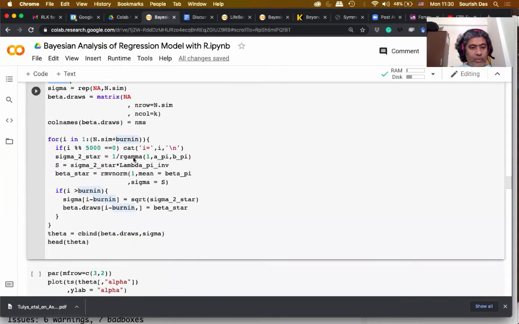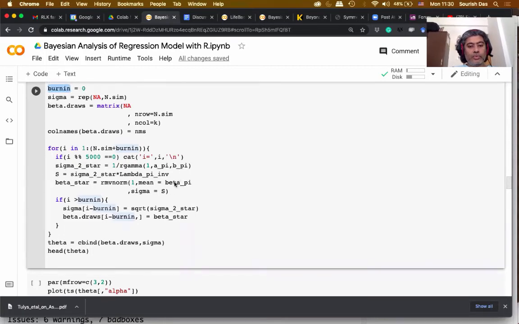And then once I get the sigma square, then sigma square times lambda inverse is the S. Given that, and the beta pi also, we know that this is the posterior mean, this is the posterior covariance. I'm simulating the beta star from there. Then if i is greater than burn-in, you keep the value of sigma star in the sigma placeholder I created, and beta star in the beta dot draws placeholder I created.